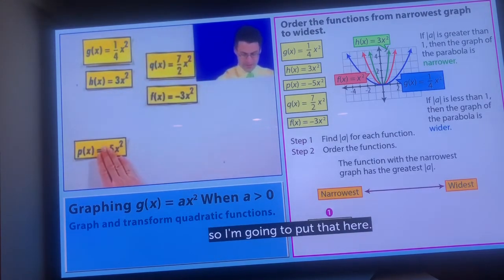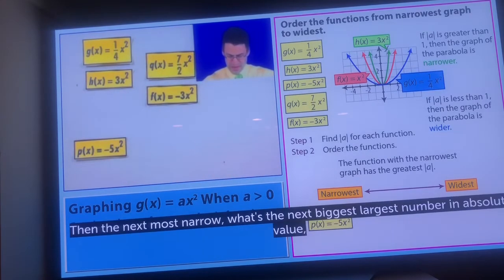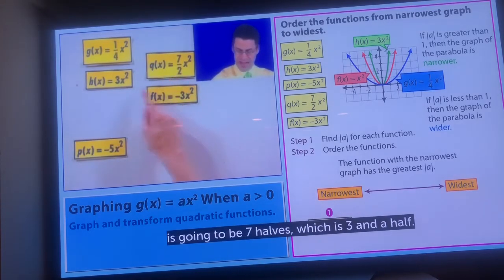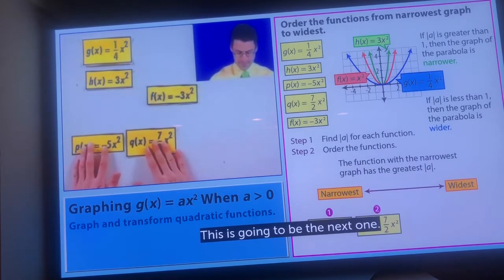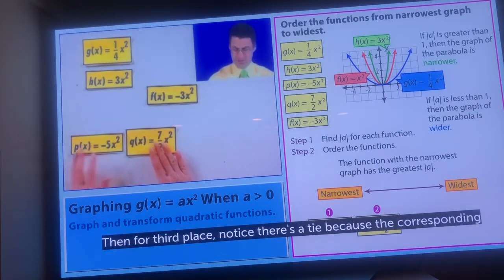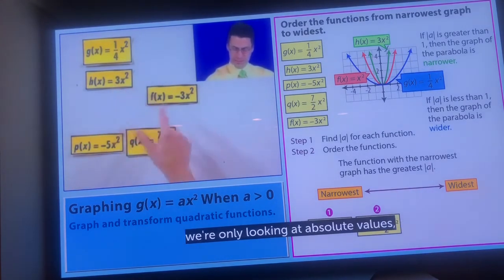So I'm going to put that here. Then the next most narrow, what's the next biggest, largest number in absolute value? It's going to be 7/2, which is 3.5. This is merely 3. So this is going to be the next one. Then for third place, notice there's a tie, because of course we're only looking at absolute values.